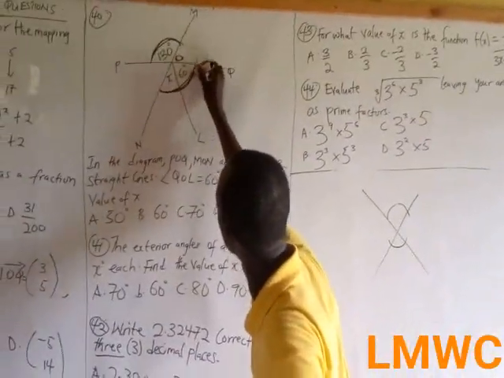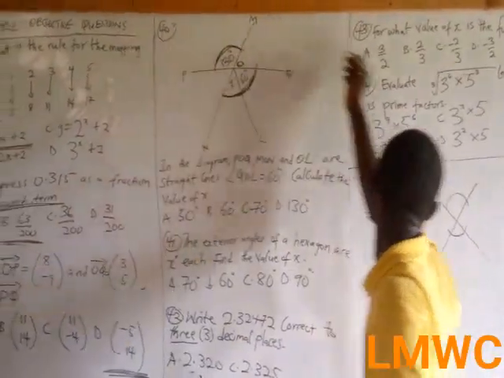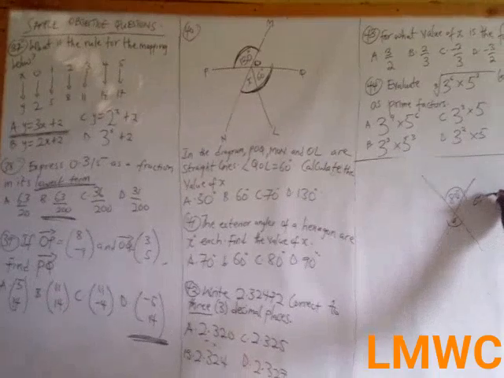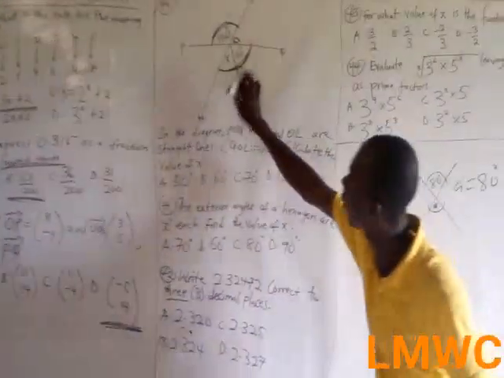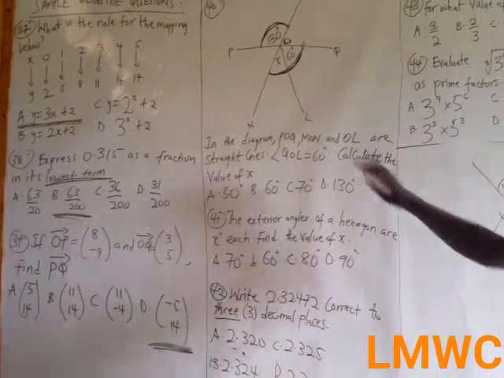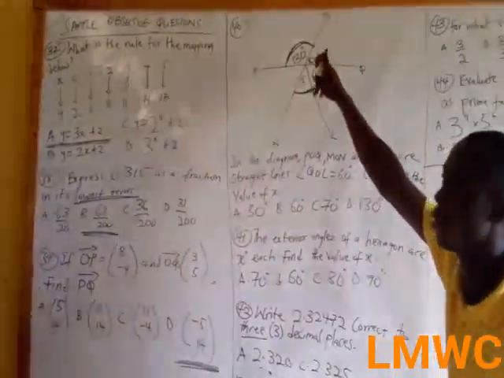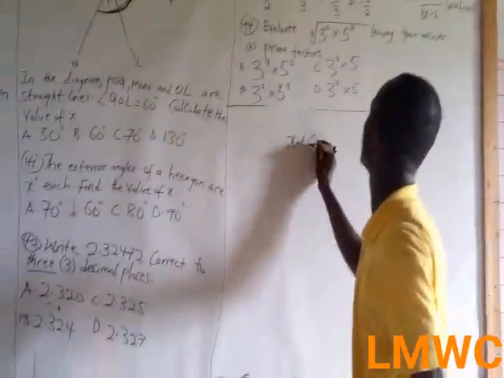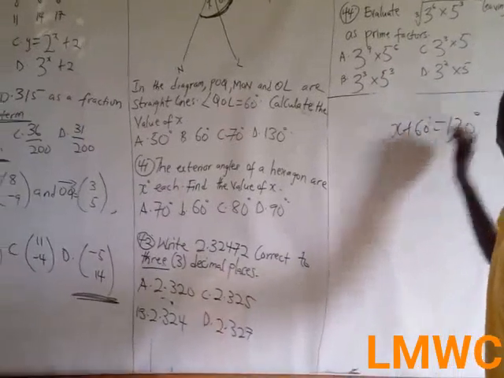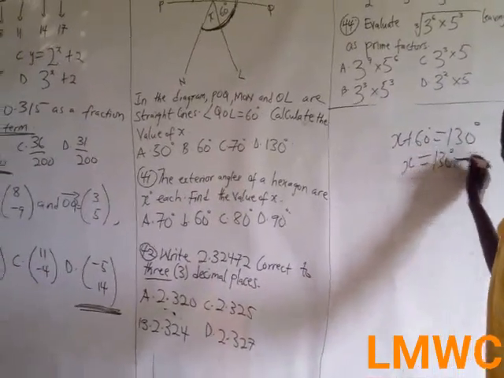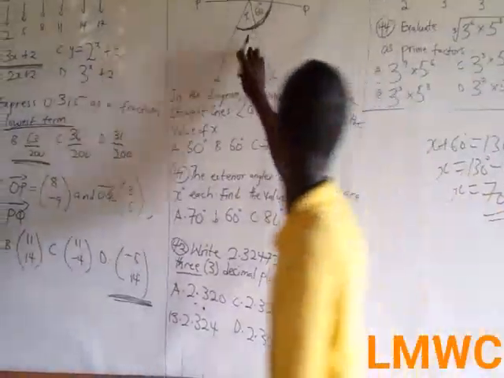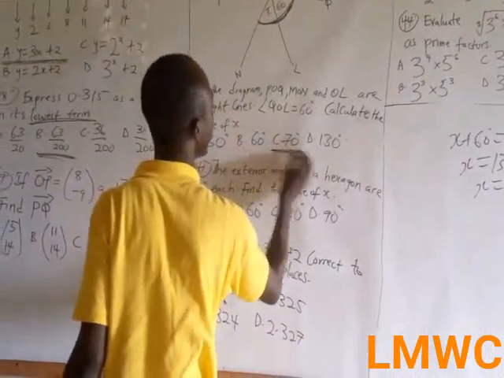So you see, they have given you 60 and 130. But if they gave you something like this, you see this is simple. This means A is 80. But this time they have divided it into 2. This means what number should be added to 60 for us to get 130? So you do it like this. It becomes x plus 60 equal to 130 degrees. So x is equal to 130 minus 60 degrees. We have our x to be 70 degrees, because 70 plus 60 you get 130 degrees. And vertically opposite angles are equal.